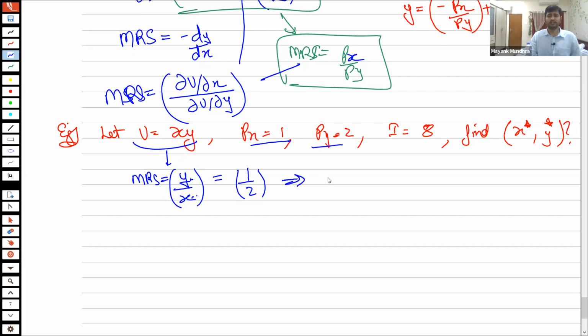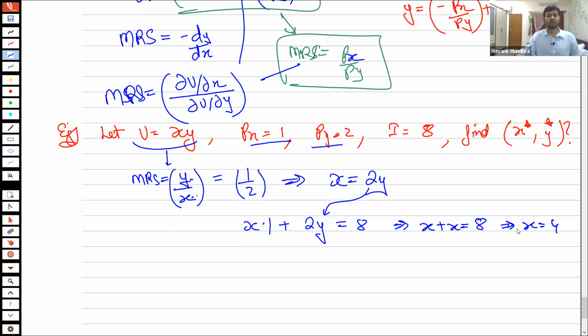So this implies that x should be equal to 2y. And finally, Px x plus Py y equals the income, 8. So Px x plus Py y, Py is 2. This should be equal to 8. Now 2y is equal to x. So this implies x plus x is equal to 8. This implies that x must be equal to 4.